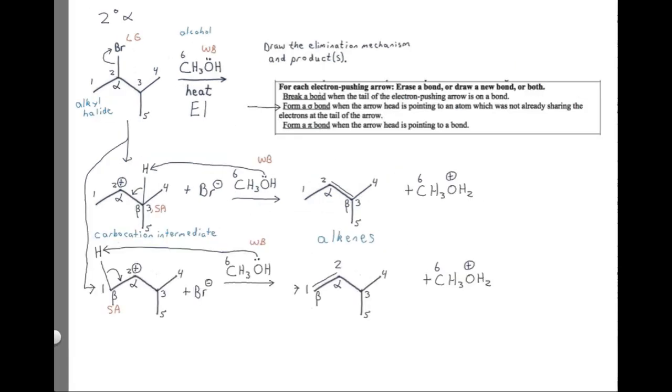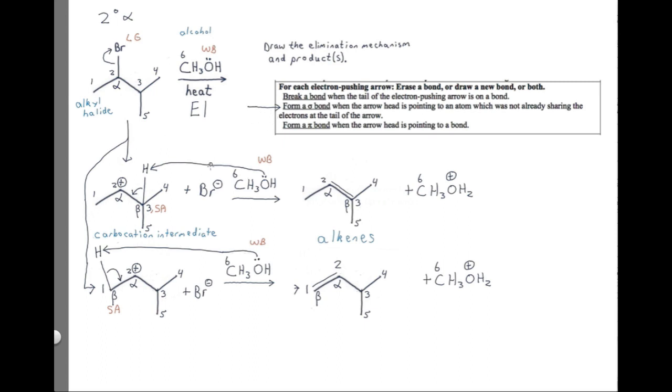Now, I mentioned that the electron pushing arrows tell you how to draw the products. Here are some of the rules that you use to draw the products based on the electron pushing arrows. So I want to talk in a little bit more detail about this particular rule, which is a little bit more complicated than the other rules. Let's make sure we understand when an arrow tells us to form a sigma bond. Form a sigma bond when the arrowhead is pointing to an atom which was not already sharing the electrons at the tail. I know that's a little bit complicated, but here's what I mean by that.